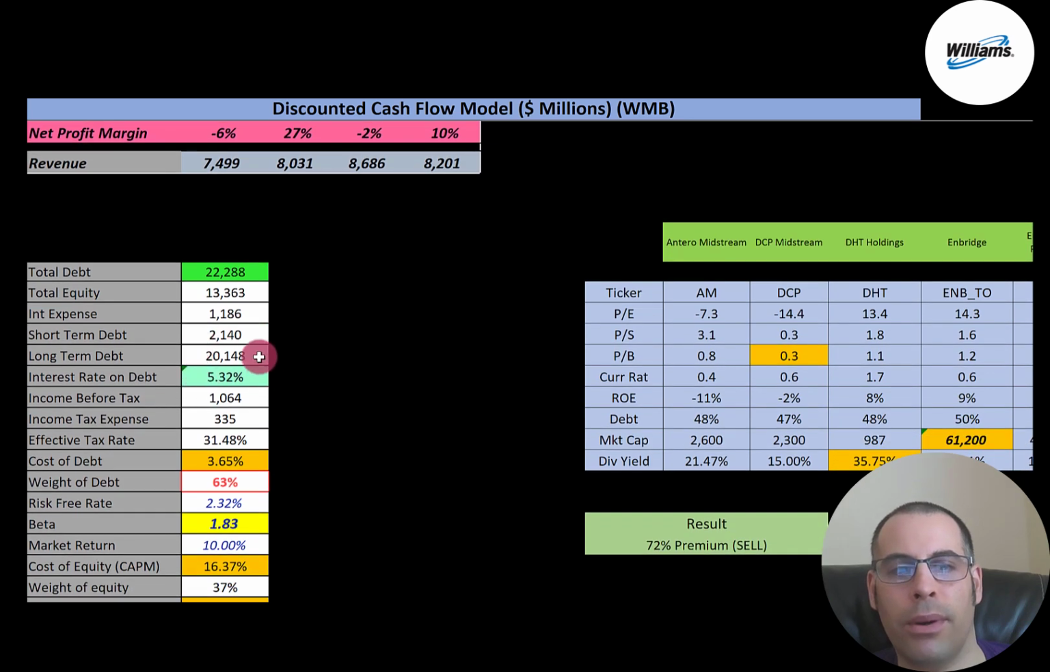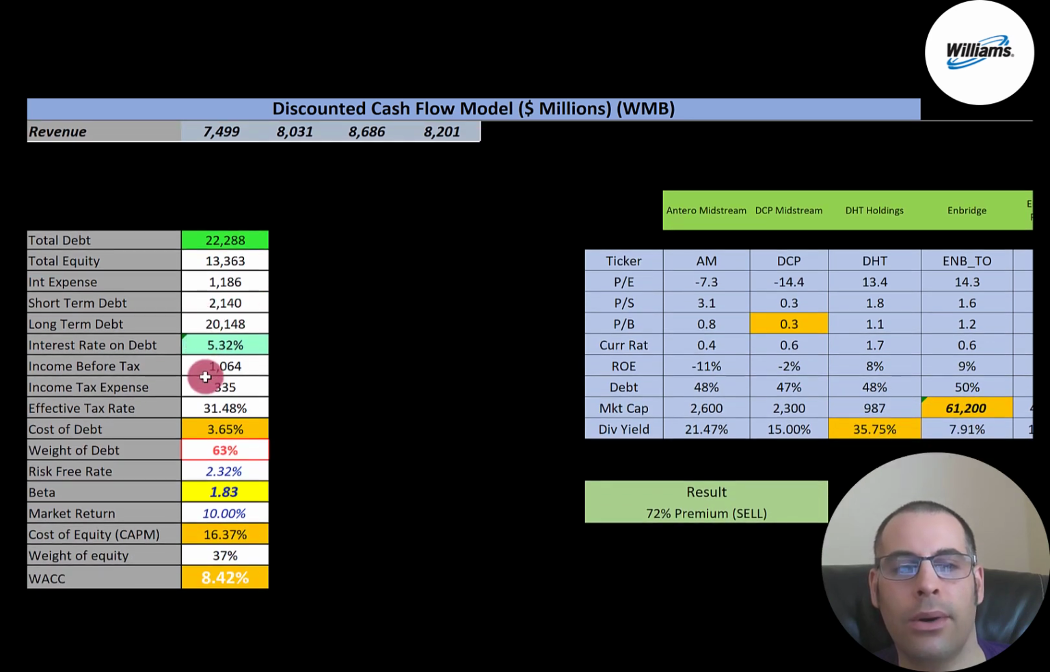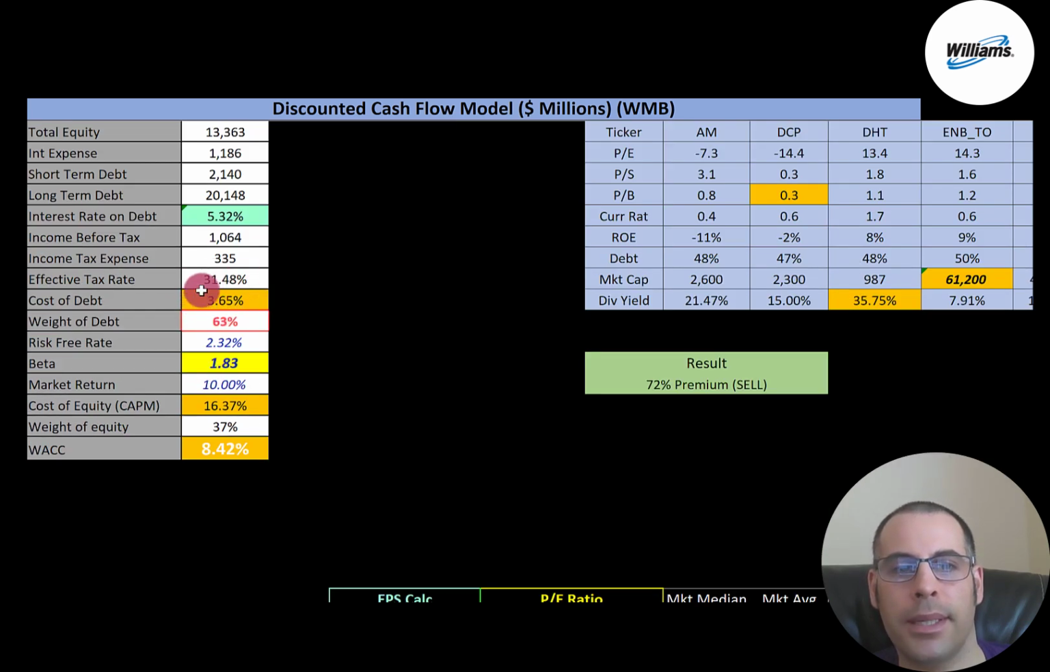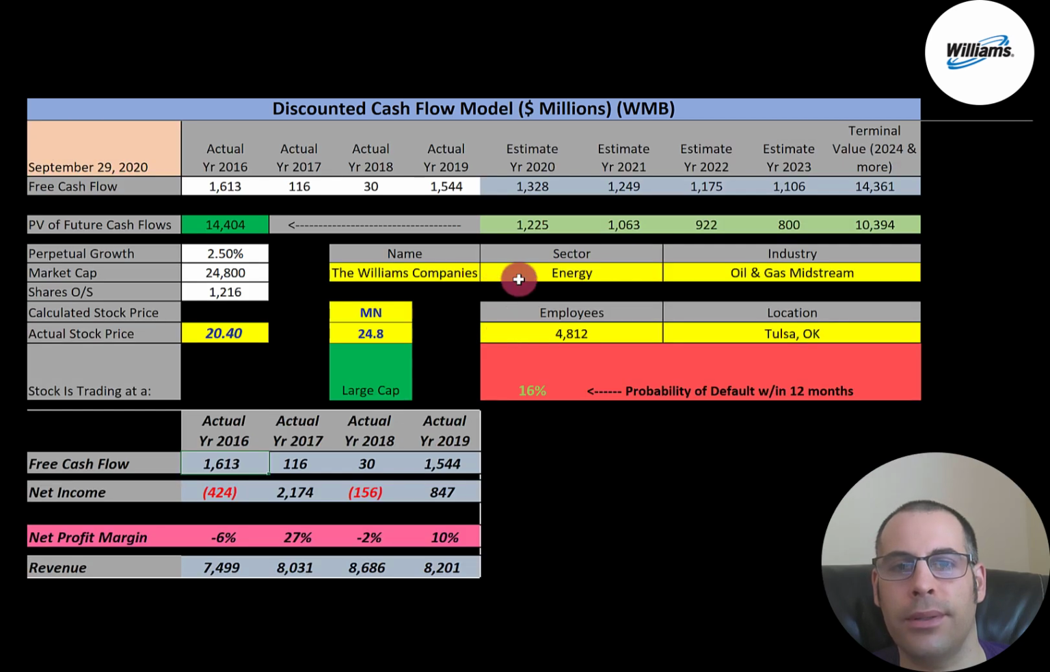They pay 5.3% interest on their debt. Cost of debt is 3.65%, and they have 63% debt in their capital structure, which means they have 37% equity. Cost of equity is 16.37%. And their beta is a little high, 1.83, so the stock moves a little less than 2 times the market. Their WACC is 8.4%, which is a blend of the cost of debt and cost of equity, and that's a discount rate we're going to apply to the future cash flows.